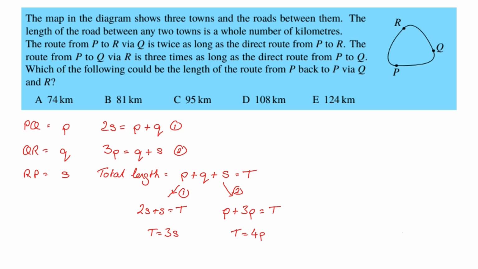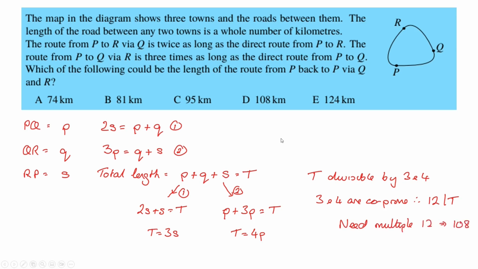Now, because 3 and 4 are co-prime, well, that means it must be the case that T is divisible by 3 and 4, and so therefore T must be divisible by 12. So in other words, which of these numbers is divisible by 12? Well, the only one that fits is D, which is 108. So my answer is 108.